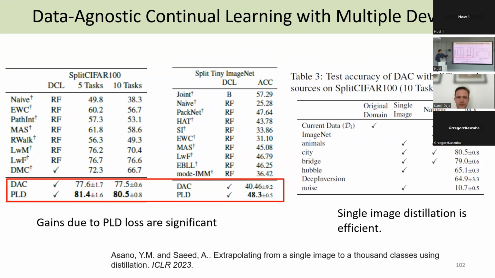If you use the whole of ImageNet, you get a little bit better. And then there are a number of single images below this which are used. You see that if you use the city image, which we used, you get 80.5. Actually, the animals image is doing a little bit better than this. But it's amazing how well you can do distillation of different networks based on a single image.